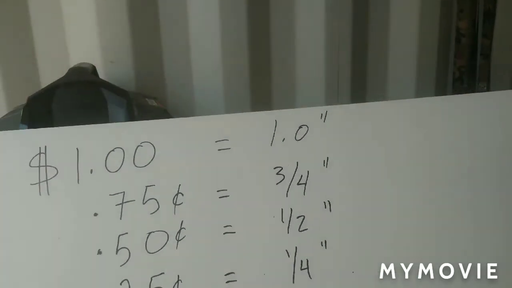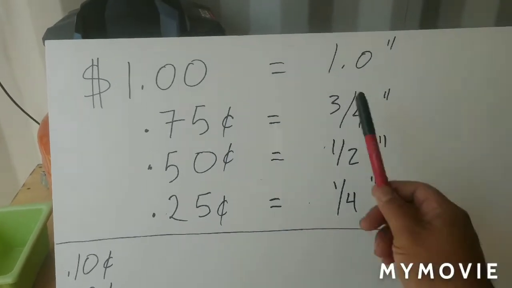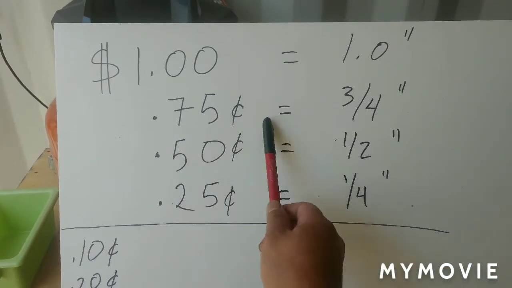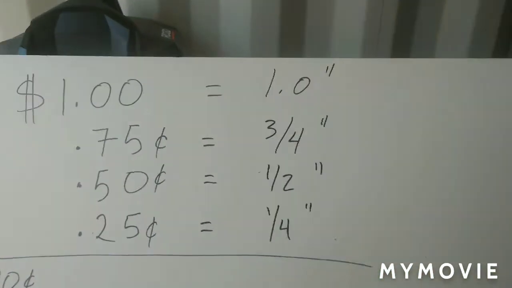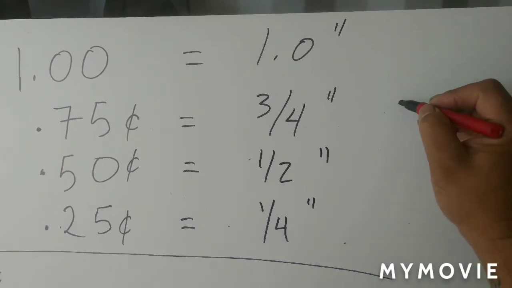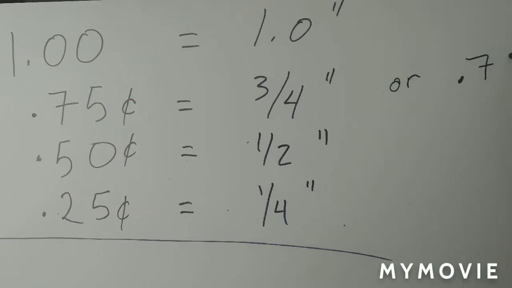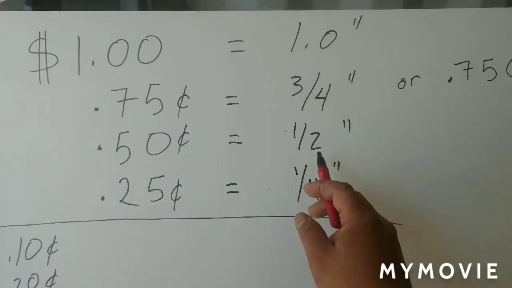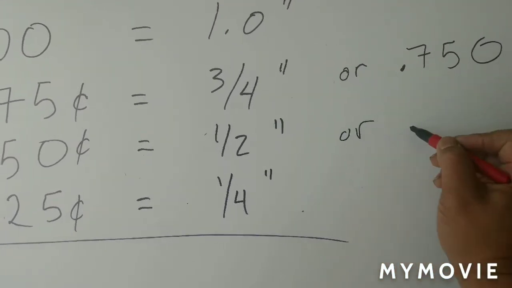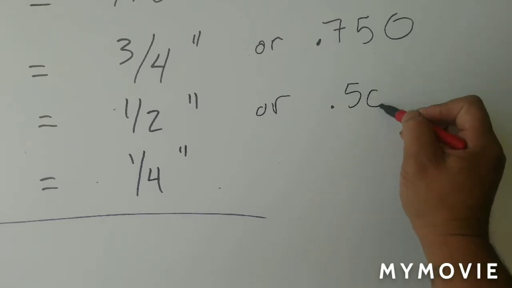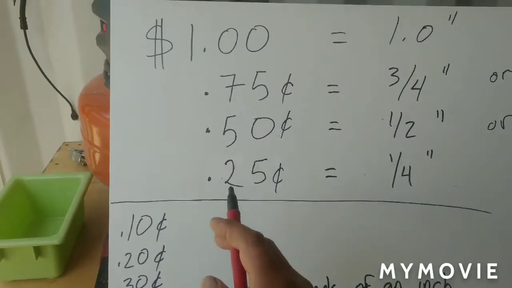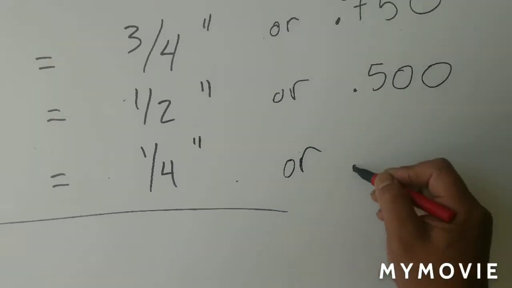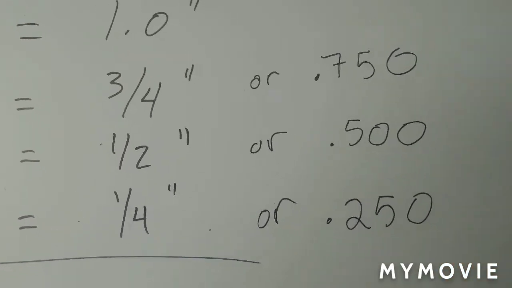Okay, so as I was saying, $1 equals 1.0 inches. 75 cents equals 3/4 of an inch, or 0.750. 50 cents equals half an inch, or its decimal, 0.500. 25 cents equals 1/4 of an inch, or 0.250.